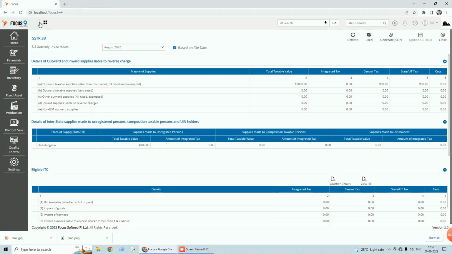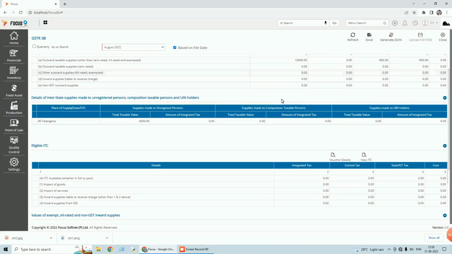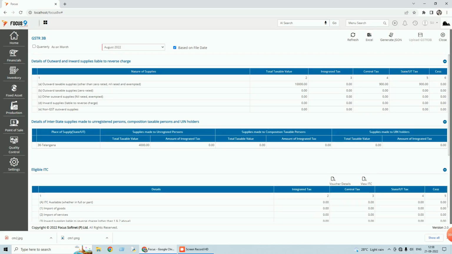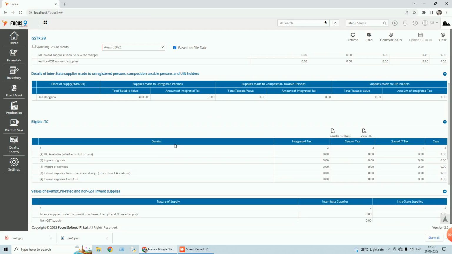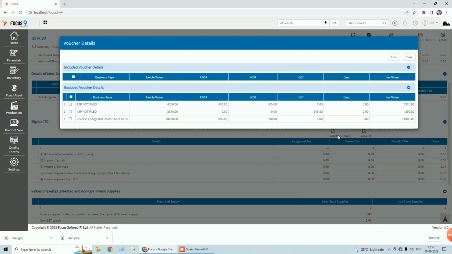Now you see here all the outward entries will come here. All the outward entries means your sales. Now here you see these are your interstate. What is the interstate you have? If it is any interstate, you will get the interstate details also. Here eligible ITC. What are the vouchers which you are eligible for ITC? You will get all the details here. For whatever you have eligible, all the details you will get it here.